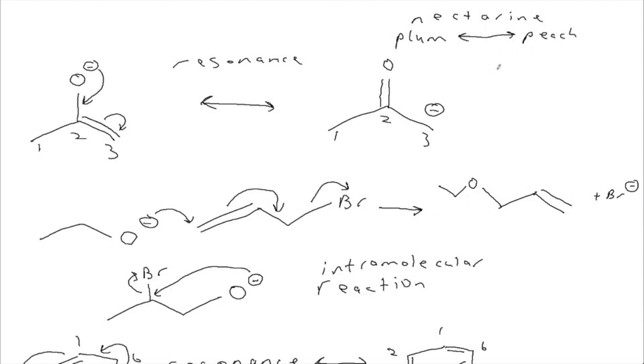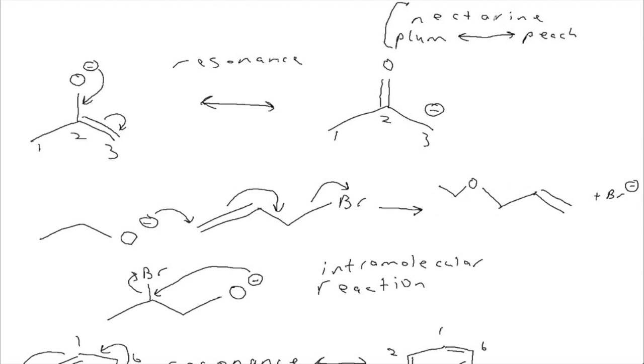On the one hand, it has a skin that's smooth like a plum, but on the other hand, it tastes more like a peach. So it's a kind of a blend of a plum and a peach. This is not a perfect analogy, but it kind of gives you the idea. So you might almost say the plum and the peach could be considered different resonance structures of a nectarine. All right, not a perfect analogy, but that gives you the idea.